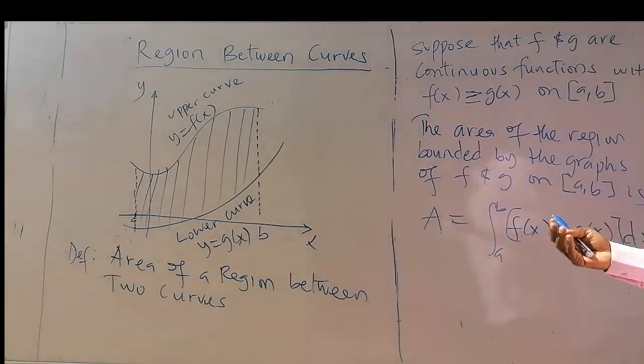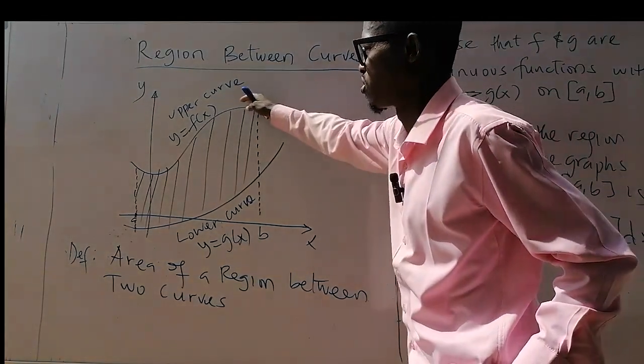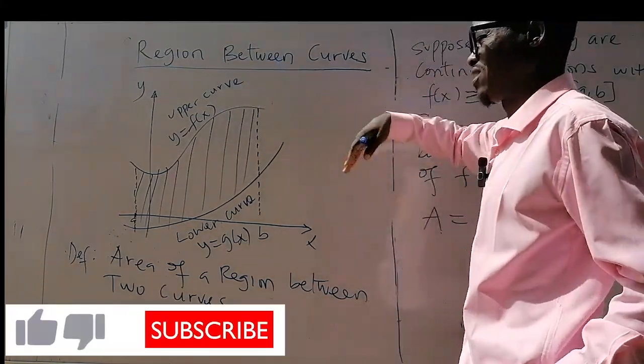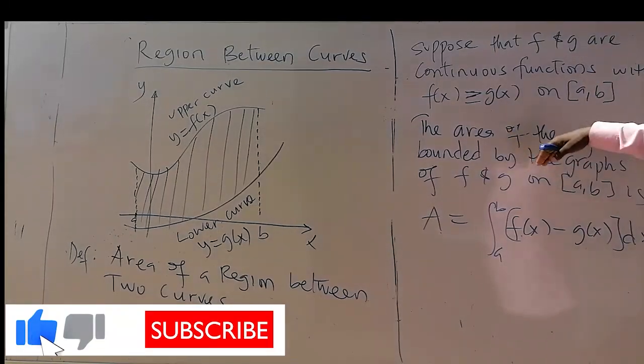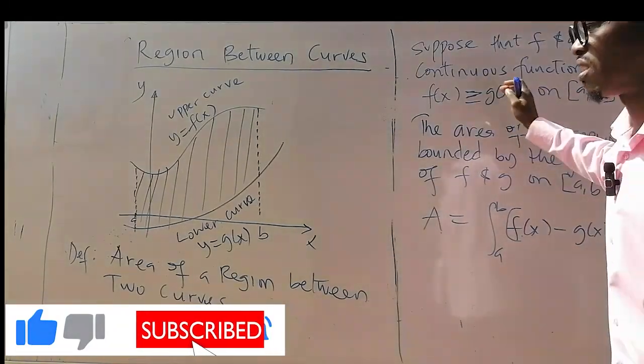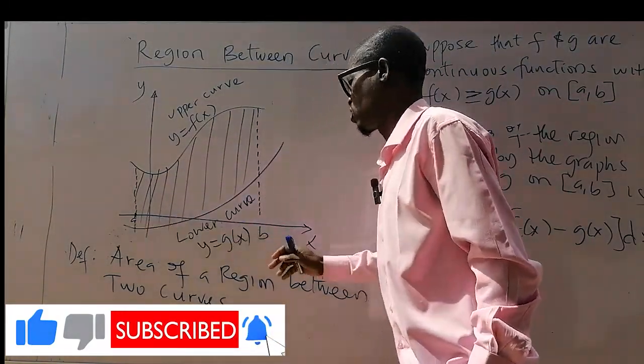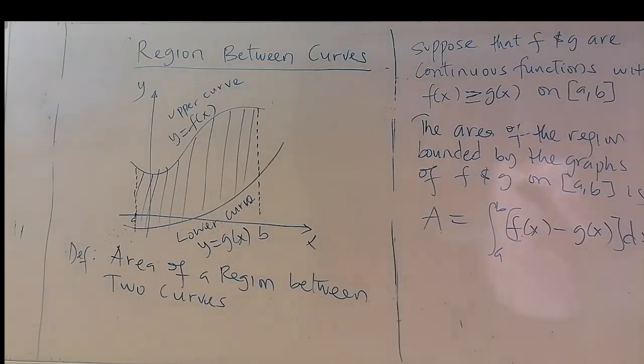We said that suppose f and g are continuous functions, where we assume f of x, the upper curve, is greater than or equal to g of x on the interval. The interval is between your points of intersection. So you can find the area of the region bounded by the graphs of f of x and g of x on that interval by this formula.